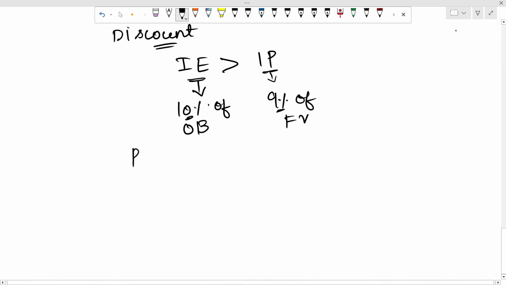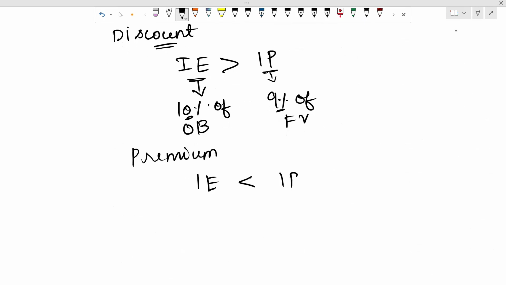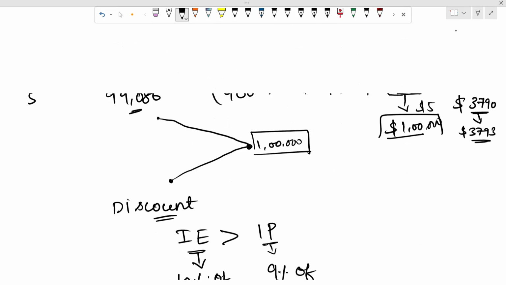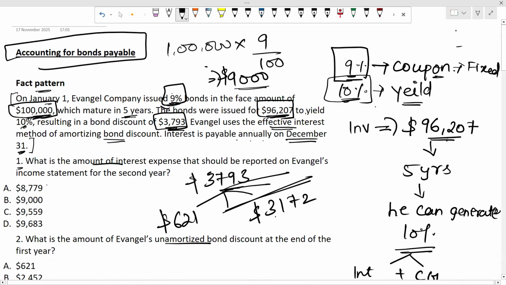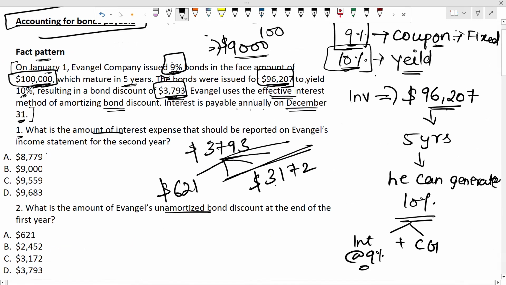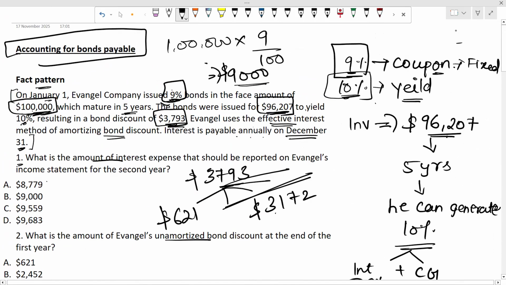Suppose let's say the bonds are issued at a premium. In those cases, interest expense will always be lesser than interest payable. Why? Before that, we need to understand one thing. Why are the bonds issued at discount here? First, because the investors are expecting 10% return, but the company is paying only 9%. So to attract the investors, the company is issuing the bond at a discount.